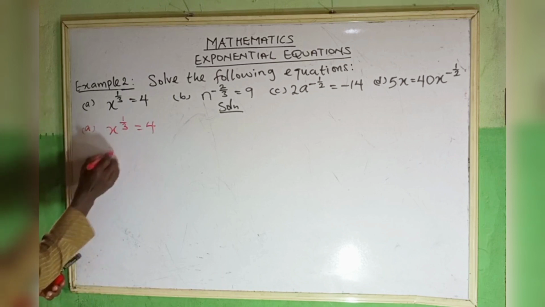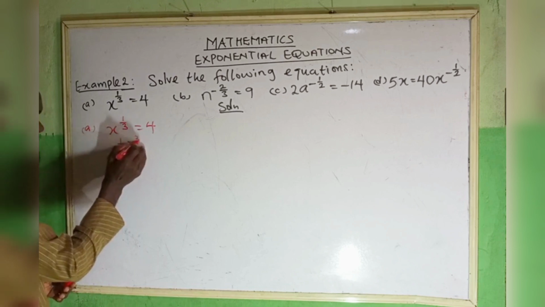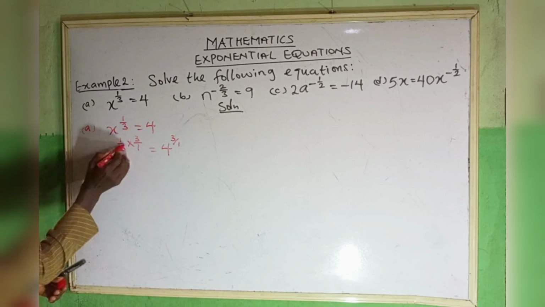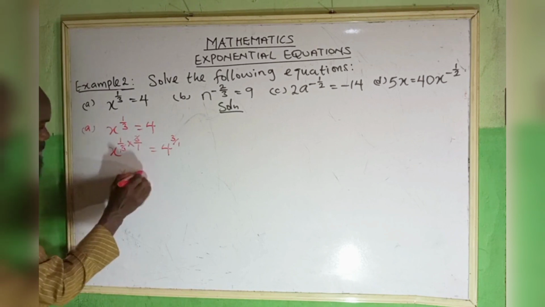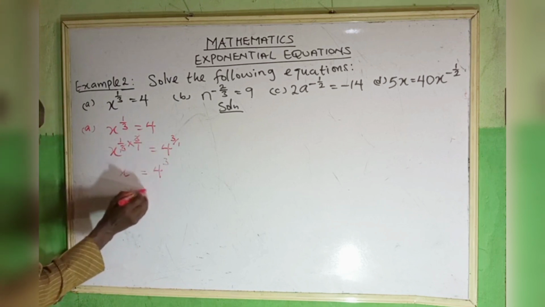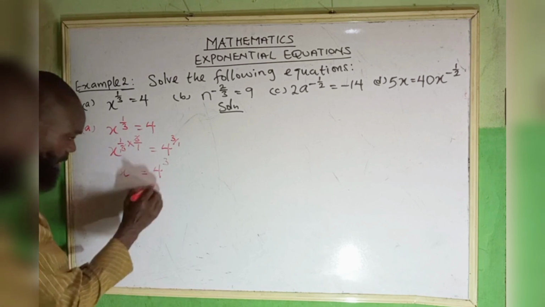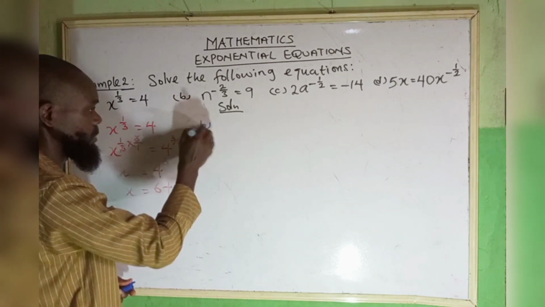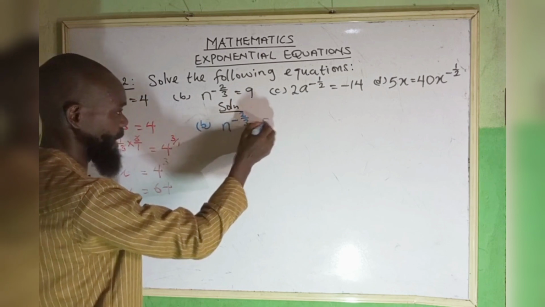That is x raised to power 1 over 3 multiplied by 3 over 1 is equal to 4 raised to power 3 over 1. 3 goes in 3, so x is out. We have x to be equal to 4 raised to power 3. So x is equal to 4 raised to power 3 means 4 in 3 places, which is going to give us 64. The second one, n raised to power minus 2 over 3 is equal to 9.